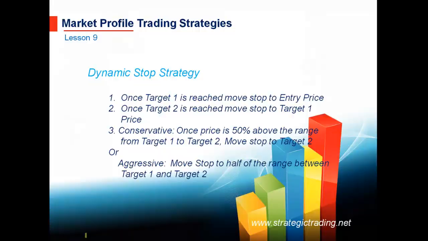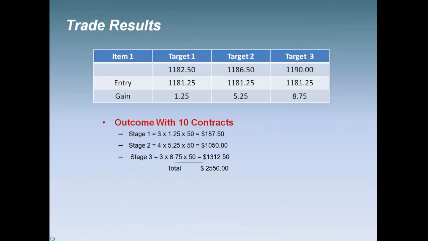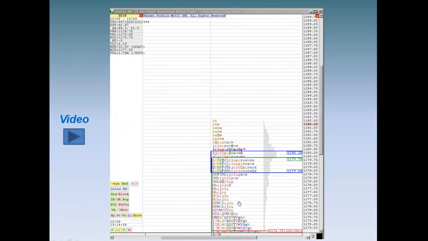All right, now I'm going to show you a video to quickly show you how this trade manifested itself. Okay, the video isn't playing for us, so we might take a look at it in the lab, but the trade worked out for us incredibly well and continued on to fill target 1, target 2, and target 3.